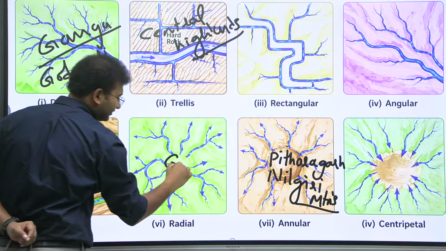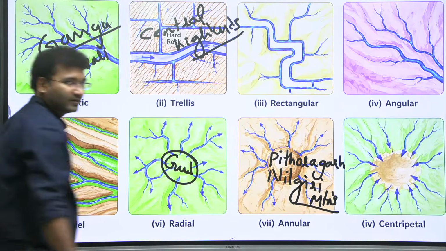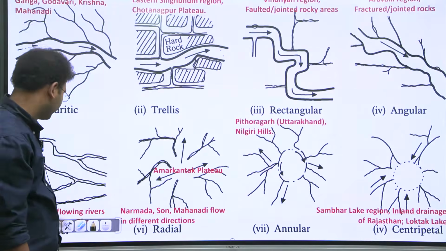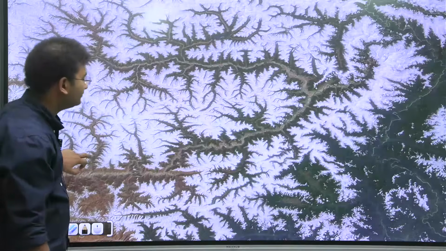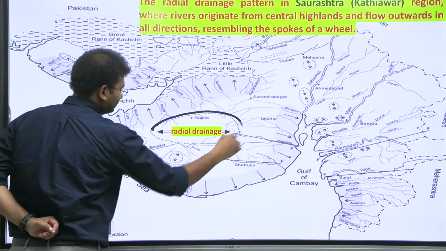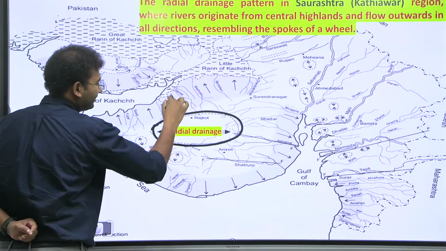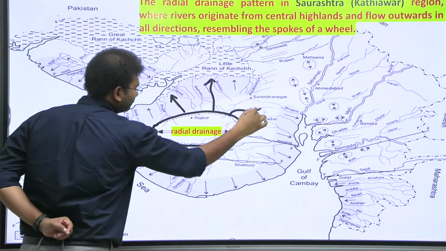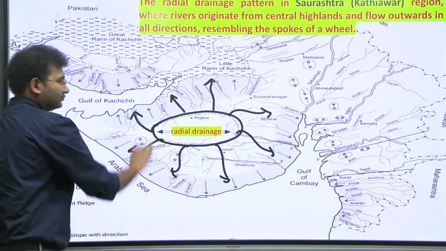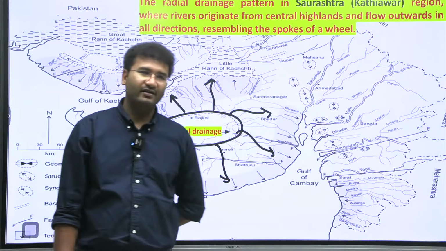Radial, Gujarat. Okay, Girnar. First let me show you this. Gujarat. Look at this. Can you see the rivers are draining outward mostly? This is called radial drainage.